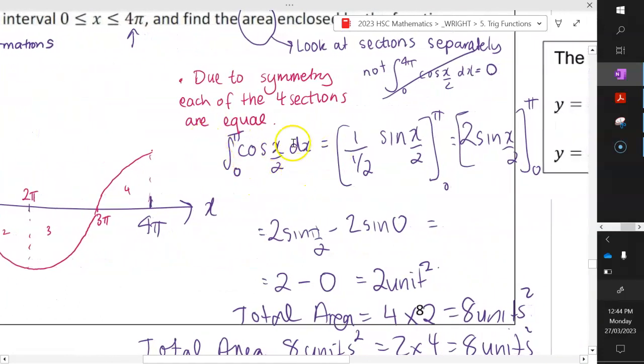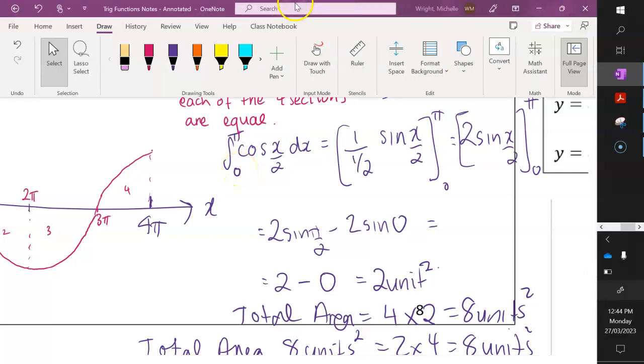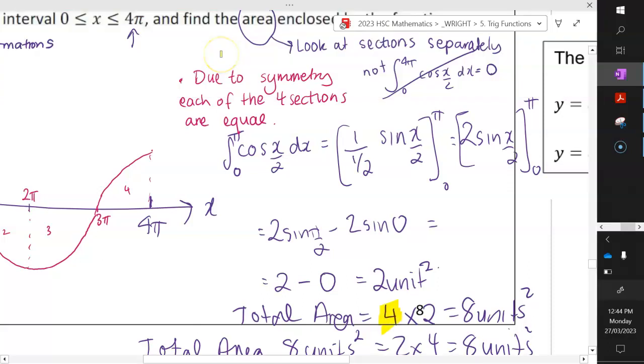I'm actually going to integrate my cos x on 2 between pi and 0, and I'm going to multiply my answer by 4, which I will do right at the end, way down here. That gives me 8 units. So let's look at that.